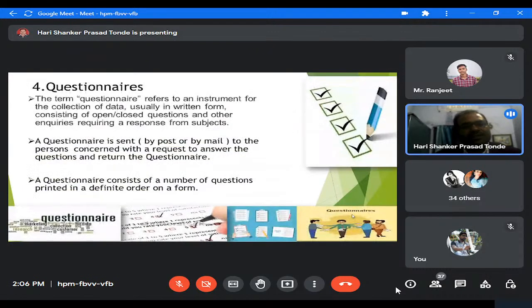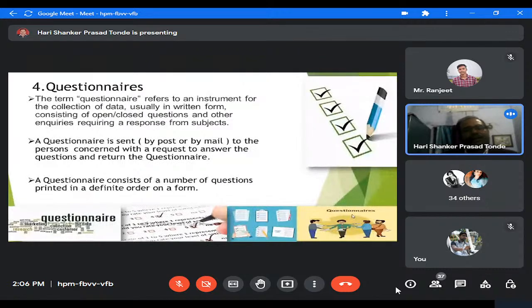The fourth one is the questionnaire. Last day, you all heard about this questionnaire. The term questionnaire refers to an instrument for the collection of data, usually in written form, consisting of open or closed questions and other inquiries requiring response from subjects. A questionnaire is sent by post or by mail to the persons concerned with the request to answer the questions and return the questionnaire.